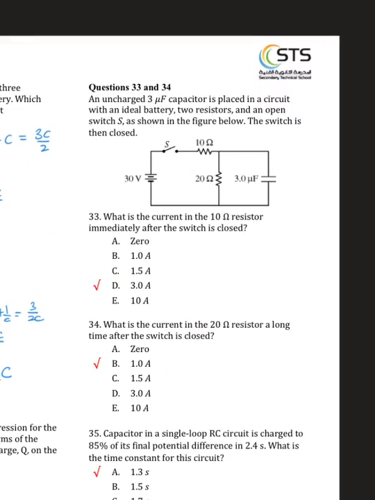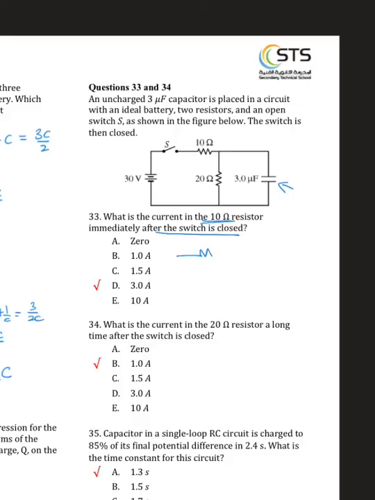The next one: an uncharged 3 microfarad capacitor is placed in a circuit with an ideal battery, 2 resistors and an open switch. The switch is then closed. Immediately after the switch is closed, what's the current in the 10 ohm? Now this same kind of question we did before. So when the switch is closed, the capacitor is going to act as a short circuit. So all the current is going to flow through the branch where the capacitor is.